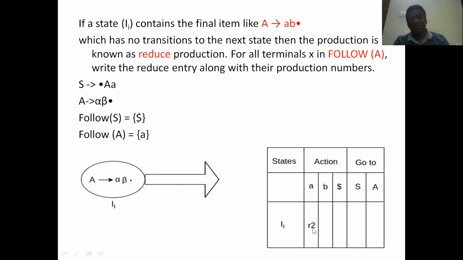So how do you identify that it is reduce 2? This 2 represents the corresponding production number. Assuming that A implies alpha beta dot is the second production in your grammar, it has to be R2. So this 2 is the production number. We give the numbers in the given order of the grammar. Therefore, it will be R2. R stands for reduce operation, and 2 stands for the production number in the given grammar. So this example shows how to write the reduce operation.